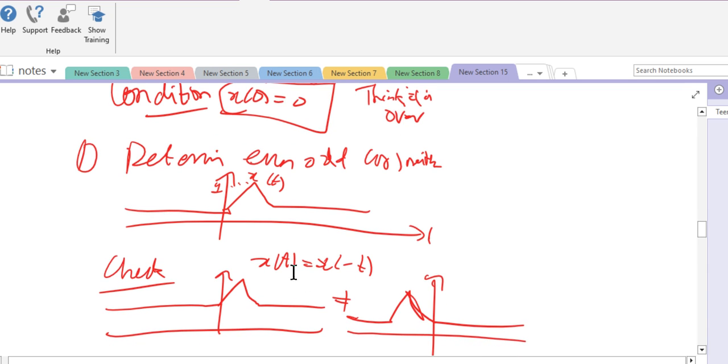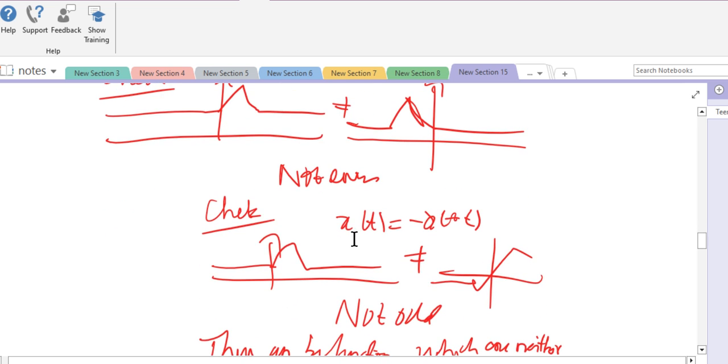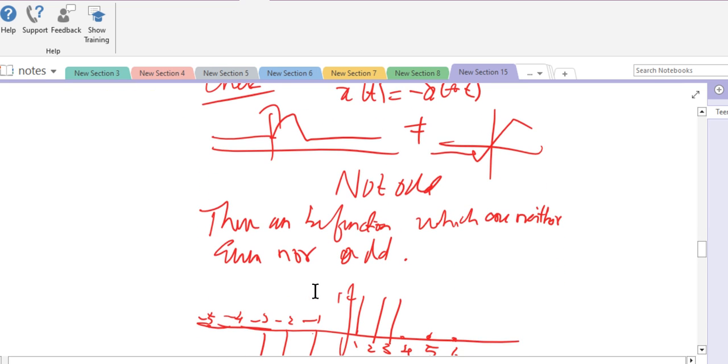So to check x of t is equal to x of minus t: minus will be obviously on the left side, because x of t should be on the right side because it is positive, and x of negative t will be like this. So both are not equal, so it's not even. Check x of t equals x of minus t. It's a condition which is not satisfied, so it is not even.